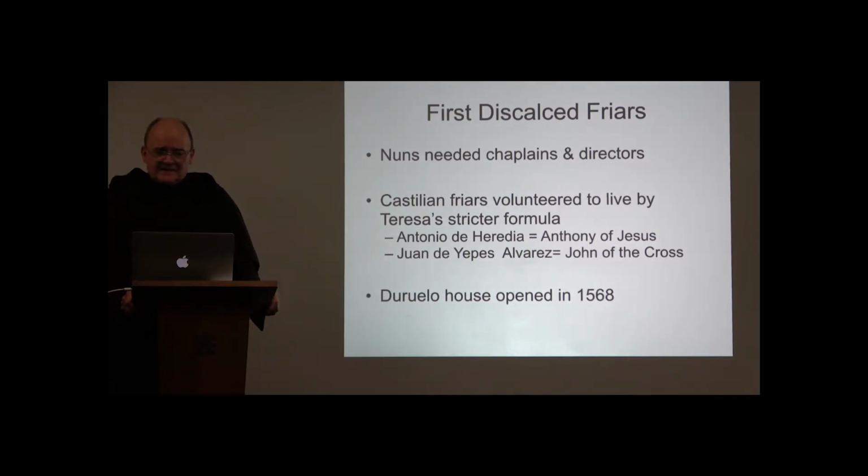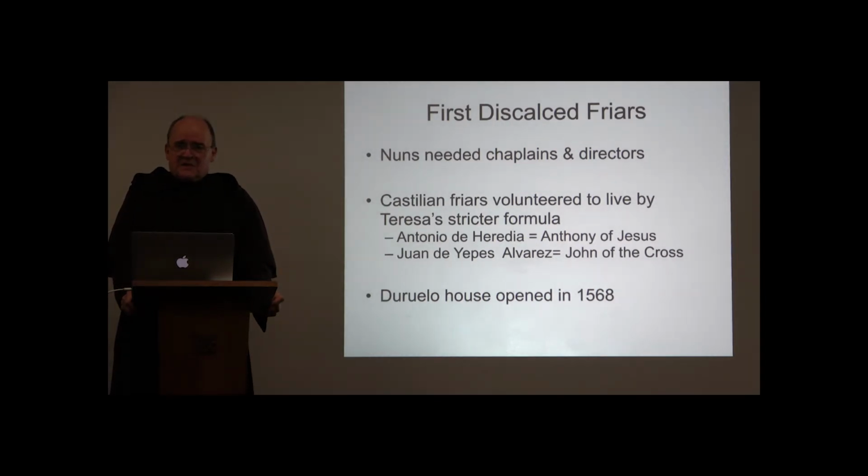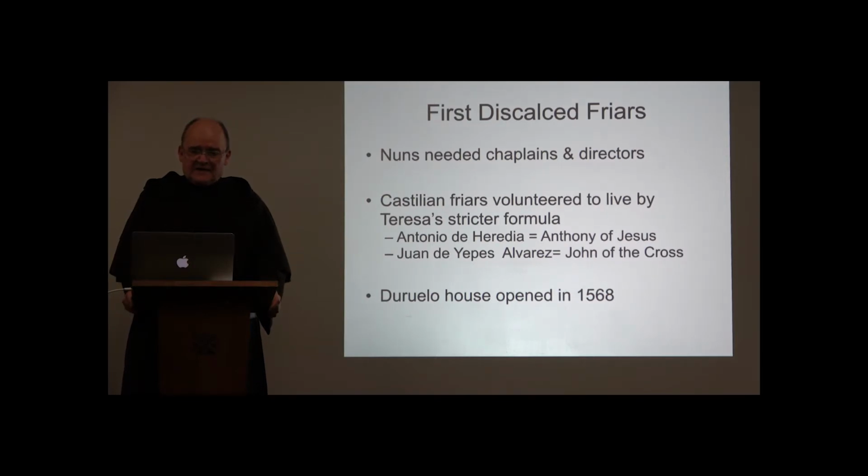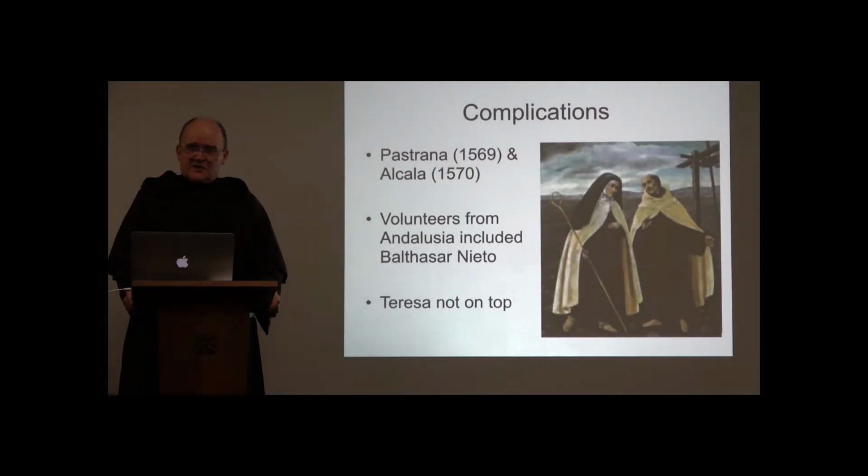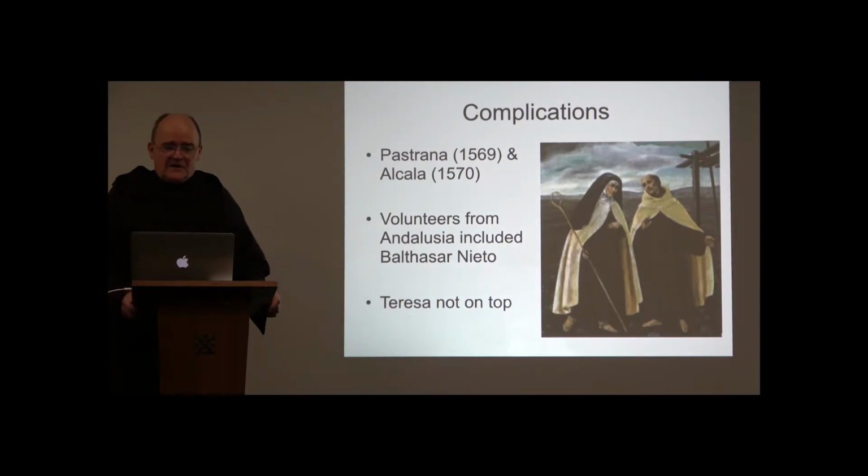It's interesting that when the conflicts begin, it's not between the nuns and anyone else. It's largely going to come from some of the men in the order and the parent province. The first friar's house will open in Duruelo in 1568, and since Rossi had authorized 2 of them, another one was added in Pastrana, and then a third at Alcalá.